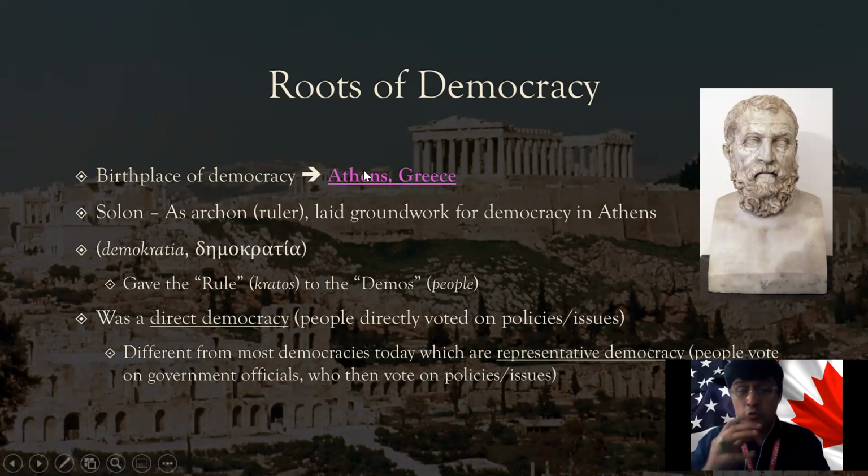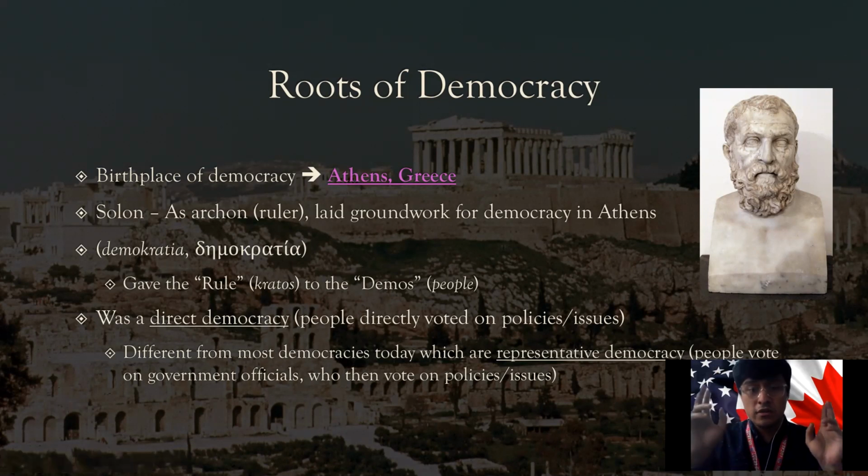Now, the word democracy is actually Greek. It comes from the Greek word demokratia. I believe that's how you say it in Greek. Literally, it gives the rule, or kratos, to the demos, or the people. So demos, kratos: literally, people power.